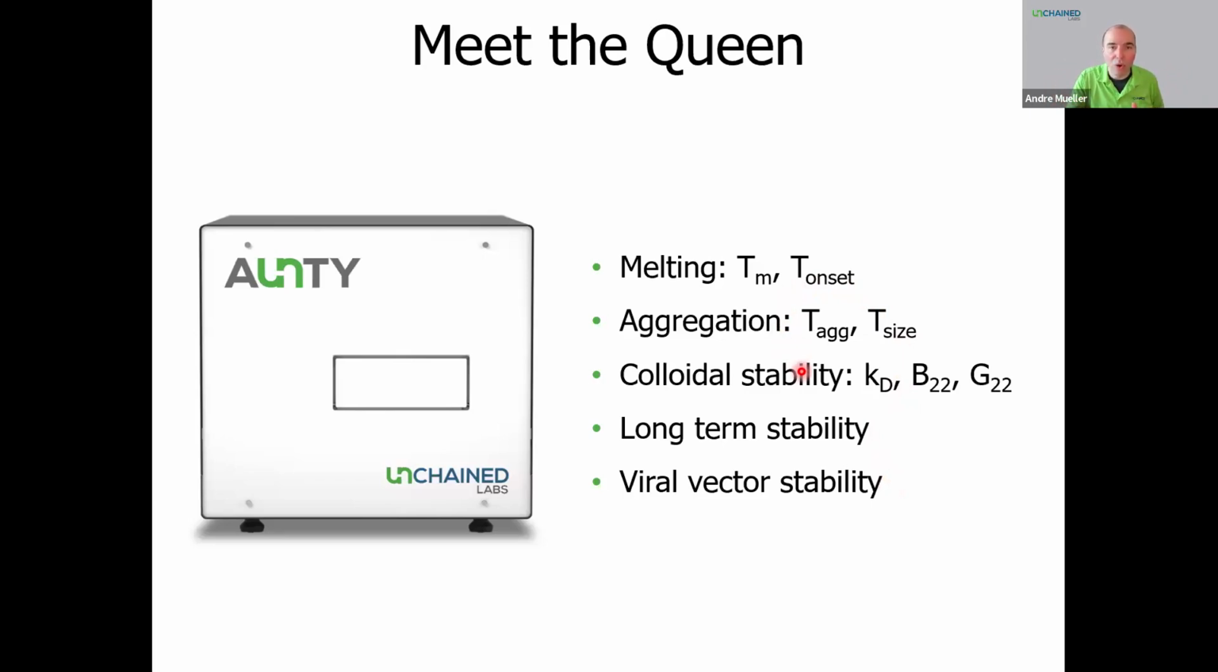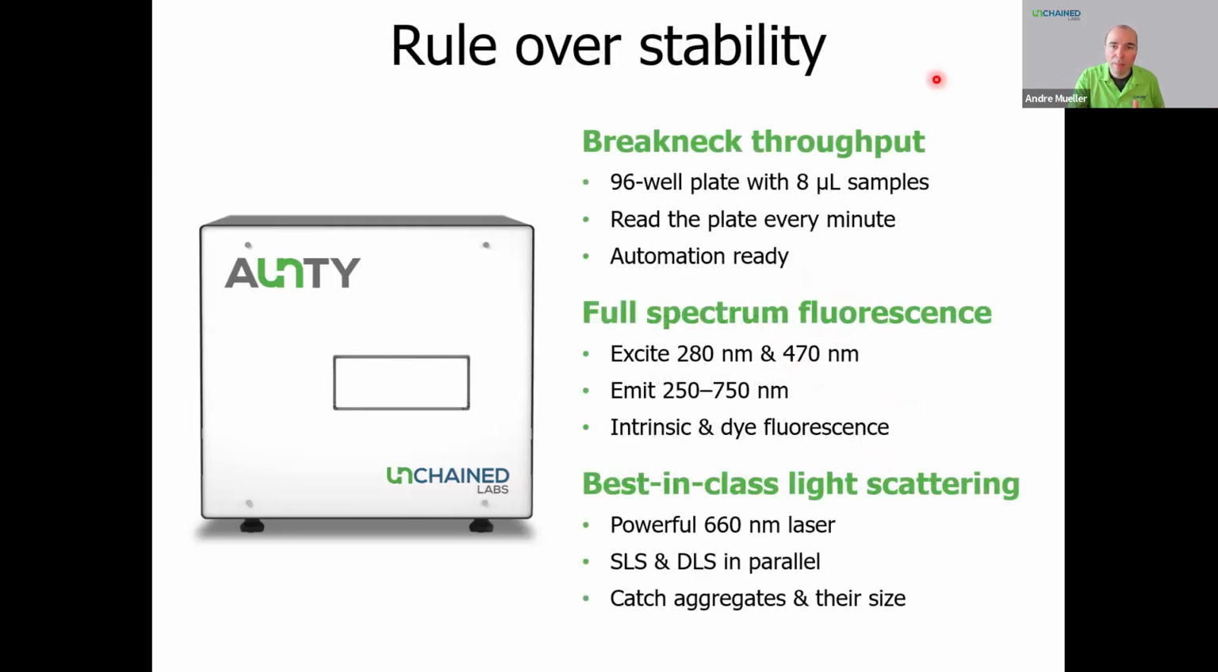And how does Aunty do all of this? It does it by combining three things: extremely high throughput with full spectrum fluorescence detection and best-in-class light scattering. Let's look at all three of these in turn.